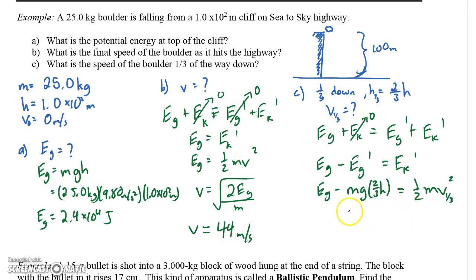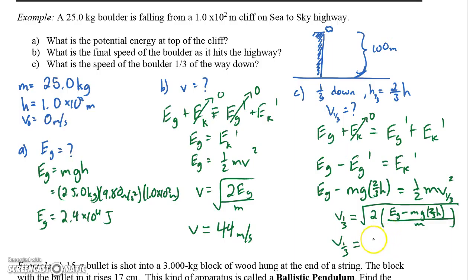And we can rearrange this, which will work out to v 1/3 is equal to the square root of 2 times Eg minus mg times 2/3 h, over m, and that's all square rooted. And that's going to give you an answer in the end, again to 2 sig figs, of 26 meters a second. So make sure you calculate that out to see if you get that same answer.